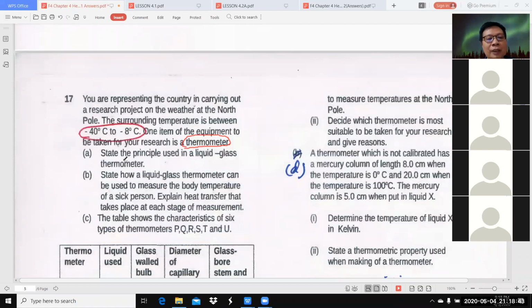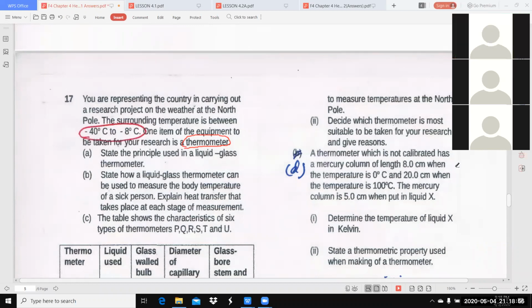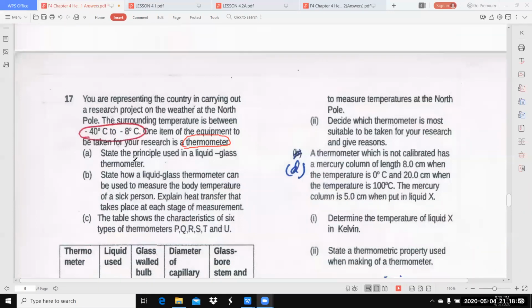And now you see, state the principle used in a liquid-in-glass thermometer, okay? First question, 1 mark. So I ask someone to answer now. Justin, can you answer? What is the principle used in a liquid-in-glass thermometer, Justin? Justin, are you still there? Yes. What is the answer? Thinner wall of the glass bulb. The wall of the glass bulb must be thin.